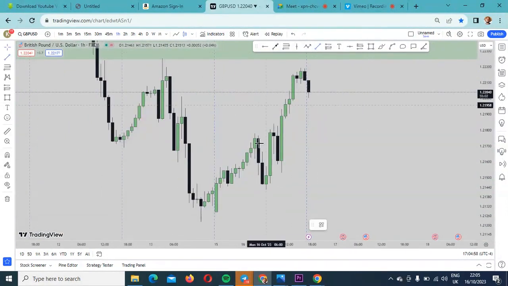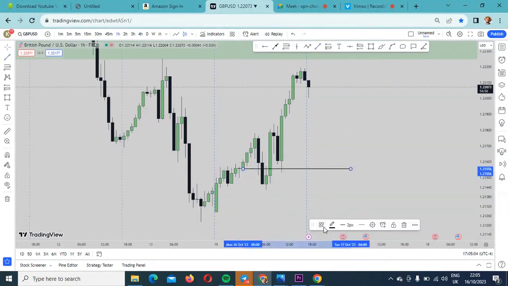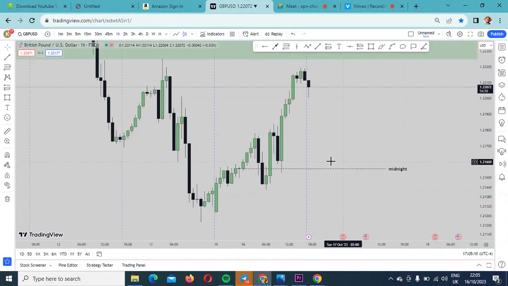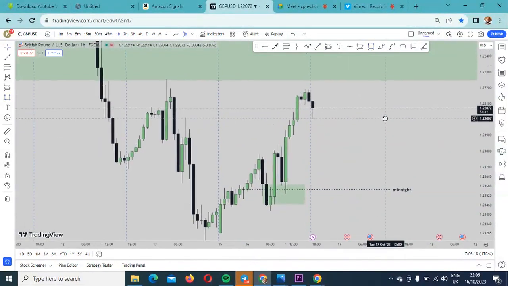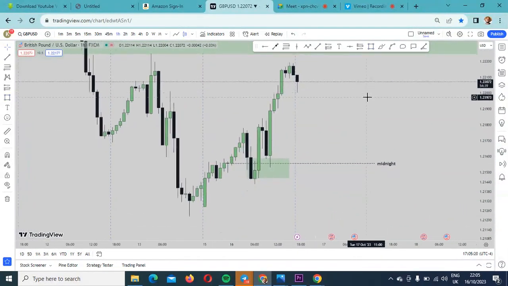So let's find midnight. Midnight is supposed to be around here. Okay, good. So marking all our points of interest. This is the order block. Thirdly, you see it. Good. So what is price doing?